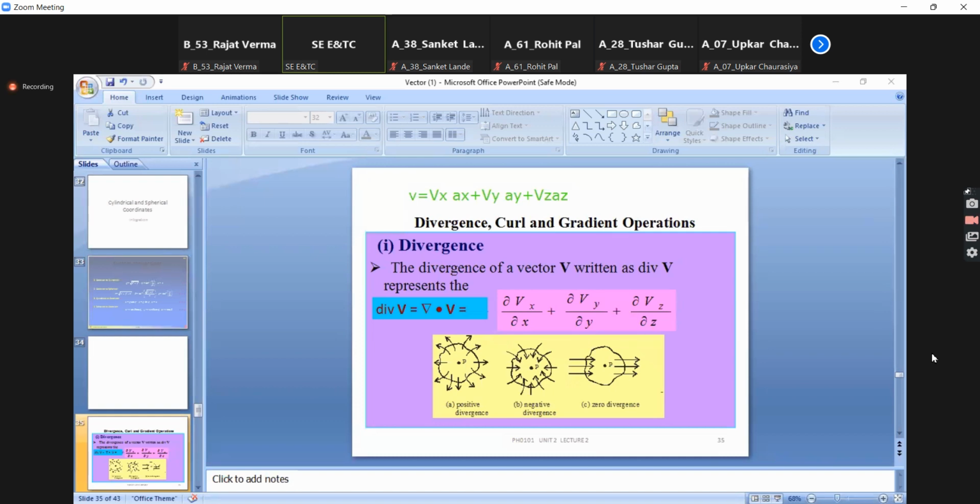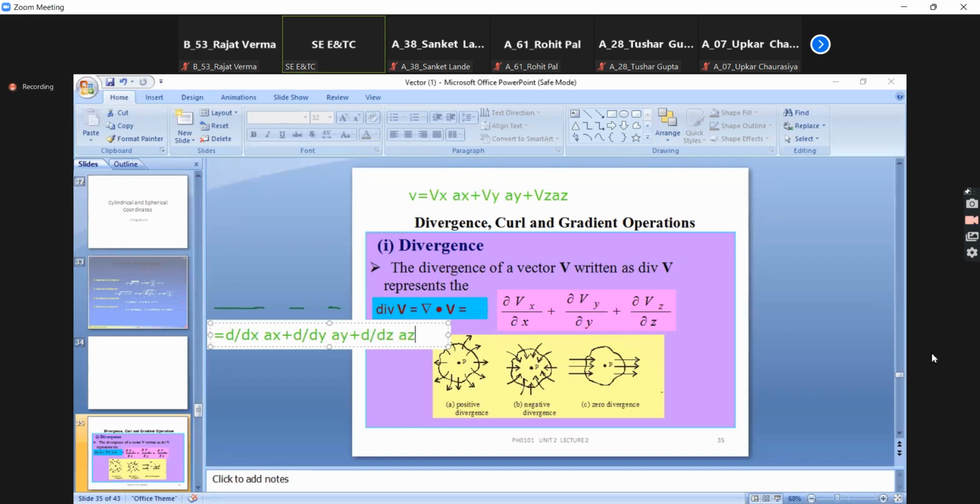So if I have to calculate the divergence of this vector, what mathematical operation will I do? I will write this as divergence of V, and I will multiply this V with another vector, which is the del vector. So I write the del vector as del is equal to ∂/∂x a bar x plus ∂/∂y a bar y plus ∂/∂z a bar z.